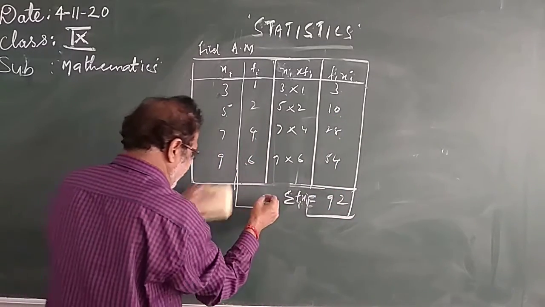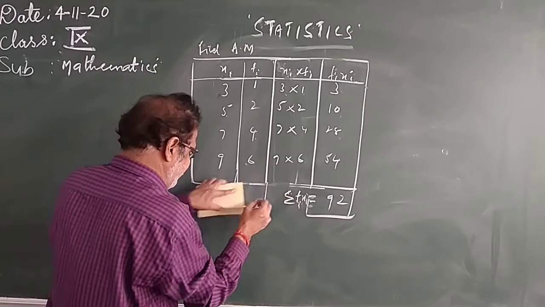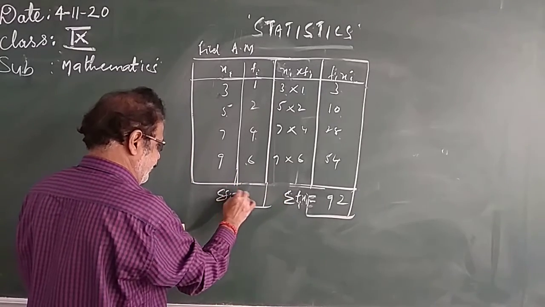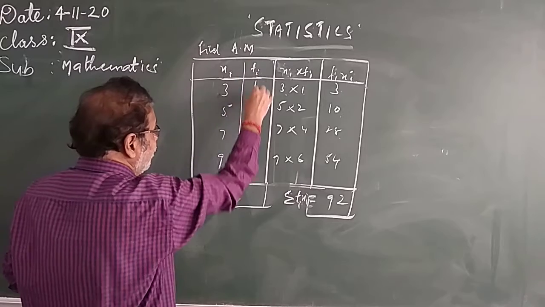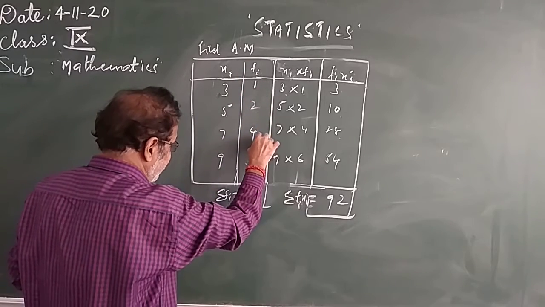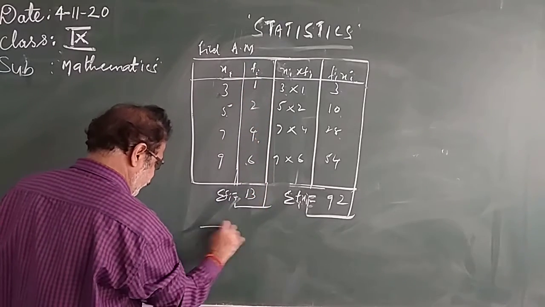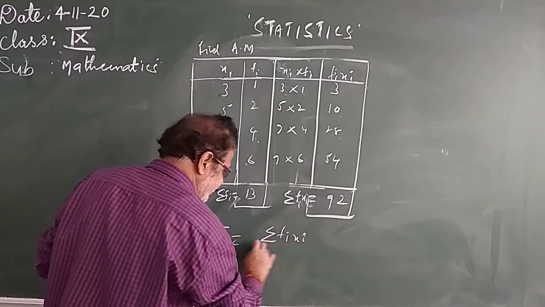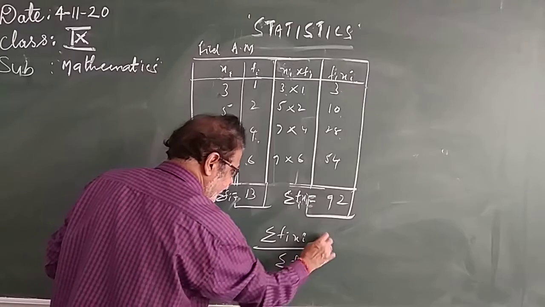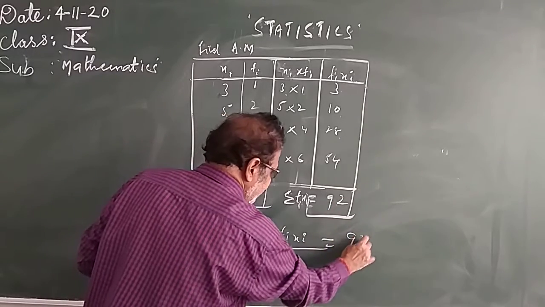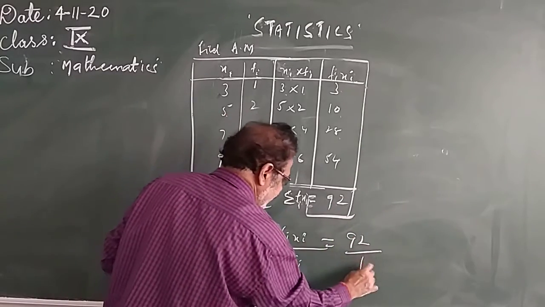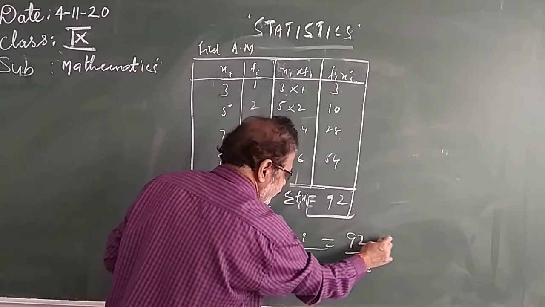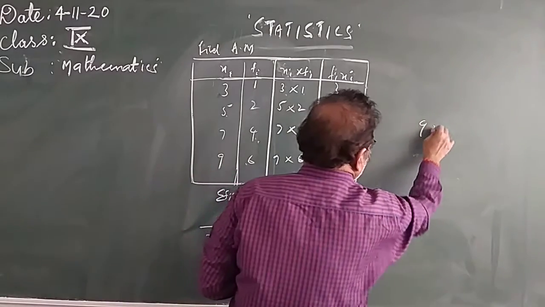Now find the total frequency, sigma fi. Sigma fi means total frequency. 1 plus 2 is 3, 3 plus 4 is 7, 7 plus 6 is 13. So x bar is equal to the formula sigma fi xi by sigma fi. Sigma fi xi is 95, divided by 13.